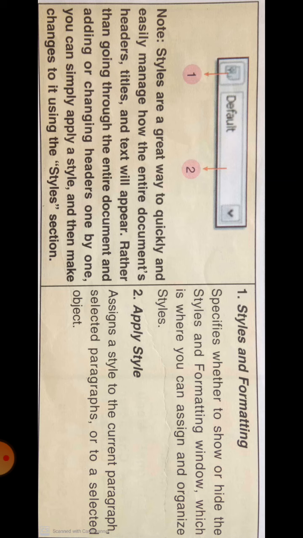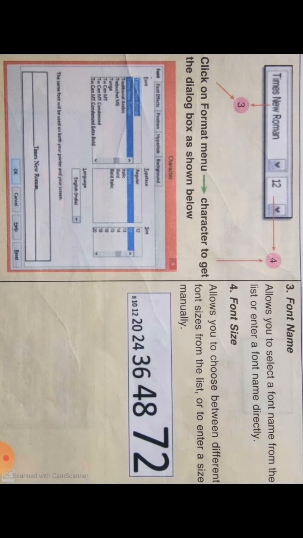Tool second, apply styles. Assign a style to the current paragraph, selected paragraphs, or to selected objects. Tool 3, font name, allows you to select a font name from the list or enter a font name directly.